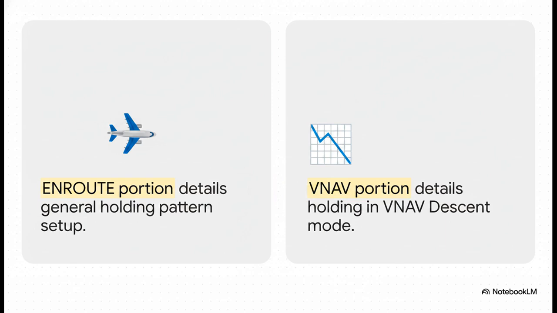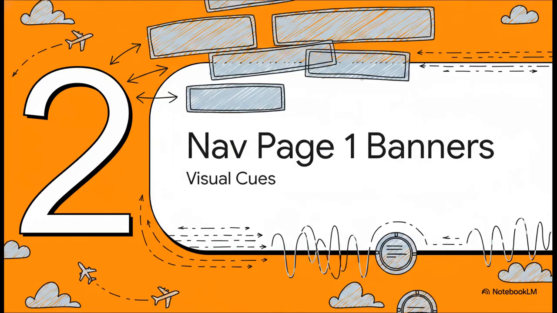It's a pretty simple division, actually. A great way to remember this is that en route covers your general journey, while VNAV handles the specific vertical descent details. You've got to keep that separation crystal clear in your mind. Moving right along to Section 2, Nav Page 1 banners. Let's see how all of this builds when we start looking at the visual cues the FMS feeds us.